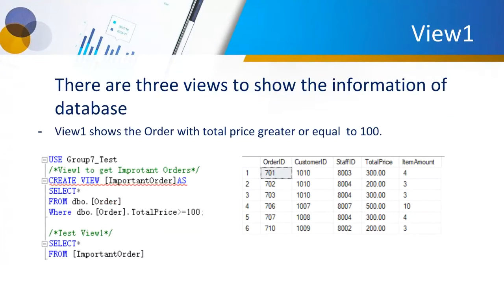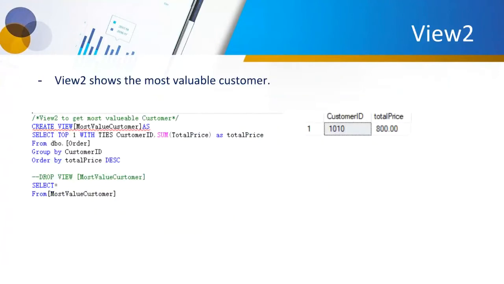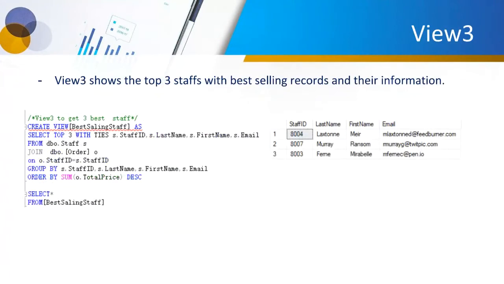There are three views in this project to report the information from the dataset. View 1 shows the orders with total price greater or equal to 100, and the next page is view 2, which shows the most valuable customer who has purchased the highest total price of books. And the next page is view 3, which shows the top 3 stars with best-selling records and their private information.